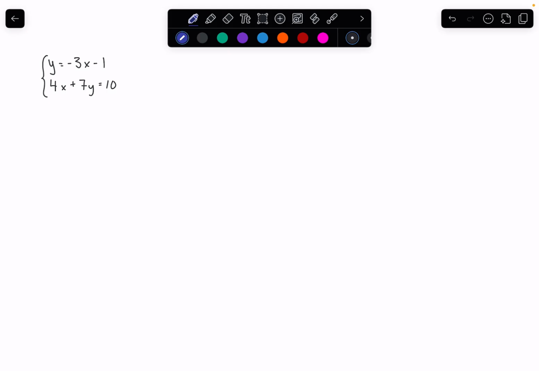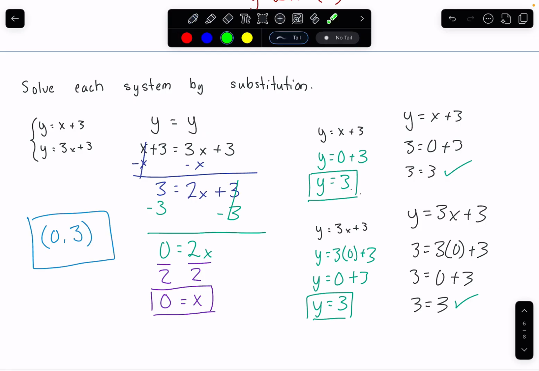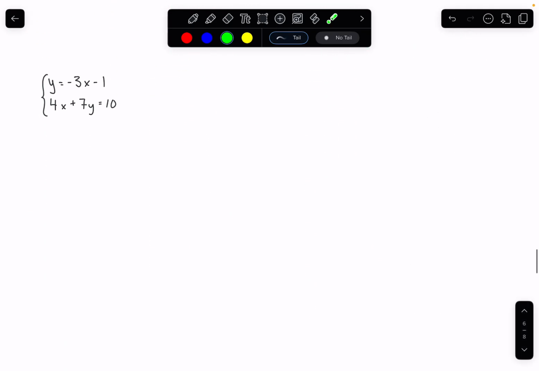All right. If we look at this system here, y equals negative 3x minus 1, and then 4x plus 7y is equal to 10. The first thing that should jump out at anyone is that both of these equations are not equal to y. Back up here in our first system, both of these were equal to y, and that made it really easy to write an equation and solve for x. In this case, we don't have that.